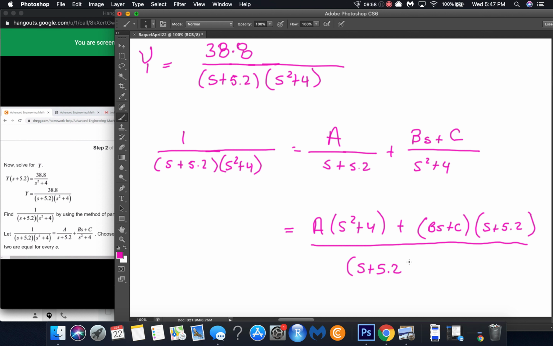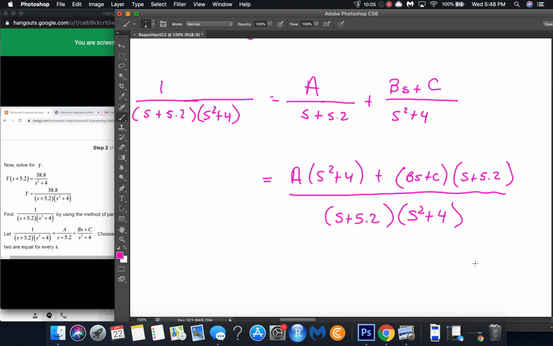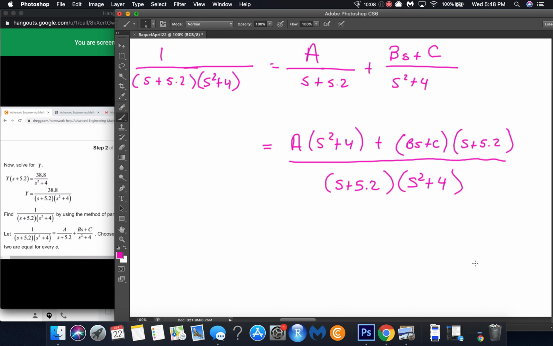As you might expect already, I don't like to use the letter S in math because I get confused with fives. But I want to keep it simple for you. So now we distribute a: a(s squared plus 4), and then we FOIL this. This is going to be b s squared plus 5.2 b s plus c s plus 5.2 c.